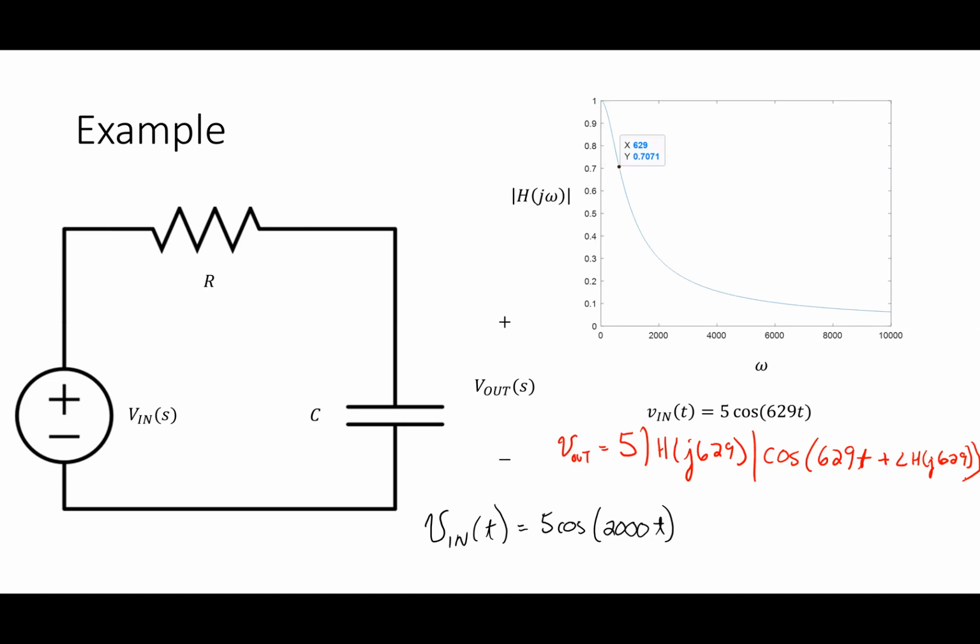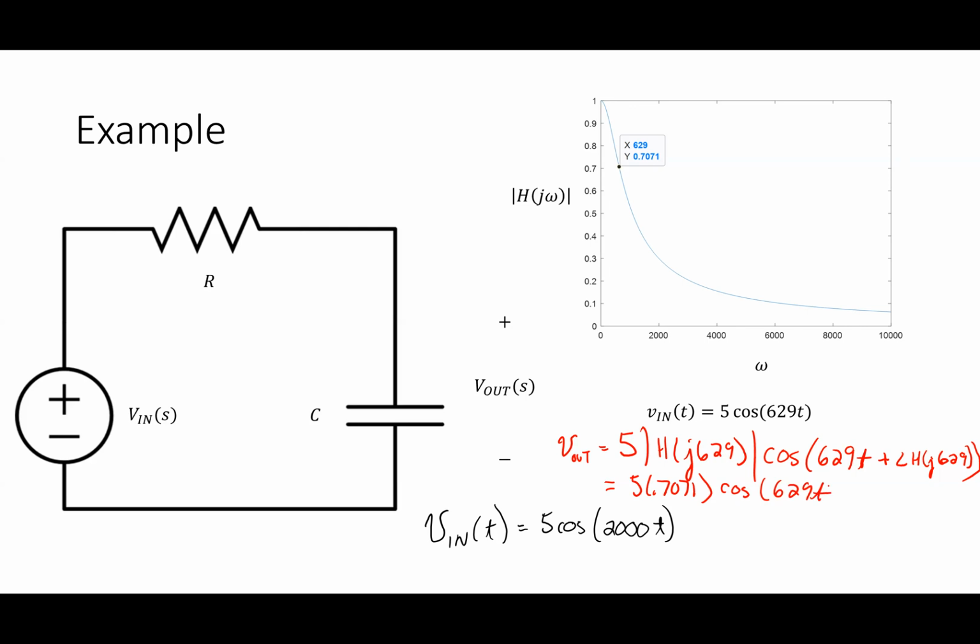I have the magnitude of it. So what does that tell me the magnitude is at 629? What I have there is something in MATLAB where I use the cursor to let it tell me the value at a particular point. So it tells me at the x-axis point 629, I have a y-axis value of 0.7071. So what does that tell me this guy is equal to here? What's the amplitude? 0.7 times that. So it's basically 5 times 0.7071 times the cosine of what? 629t plus whatever that angle is.